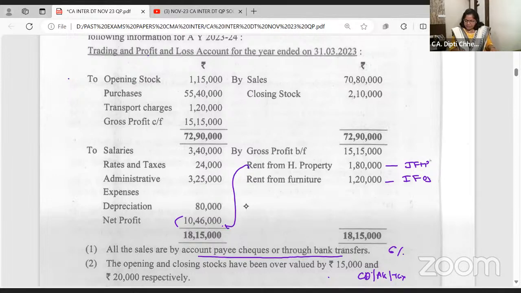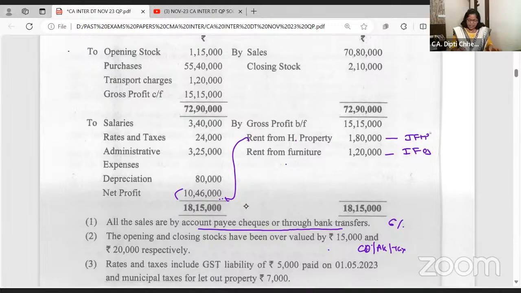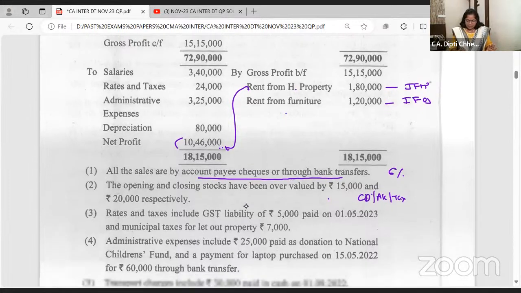Is this rent from house property part of the net profit? Yes, but it is going to be taxable under the second head. Remove it. Rent from furniture, 1,20,000, remove it. Now, on the debit side, nothing to remove right now. You all followed what I'm saying?